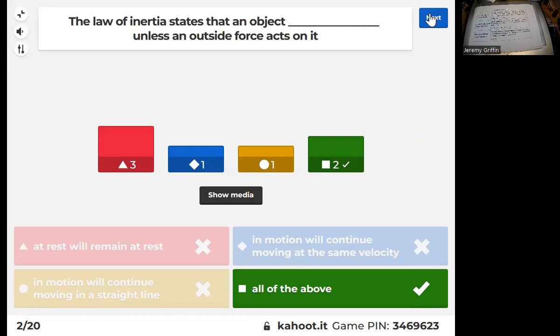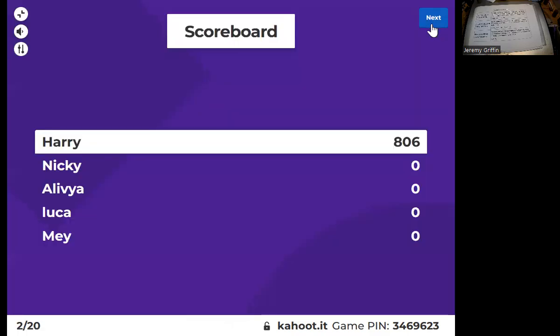All right. So you guys just saw I read that off to you, right? And all those statements are true. An object at rest will remain at rest. Bing, that's true. An object in motion will continue moving at the same velocity. Bing, that's true. An object in motion will continue moving in a straight line, which is also embedded in the fact that it has the same velocity. So bing, that's true too. Those are all true statements, all parts of the first law of motion, the law of inertia.